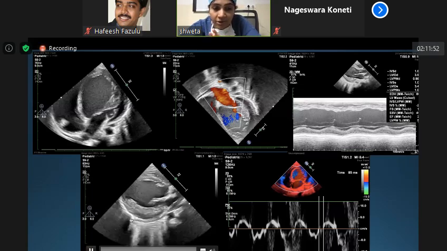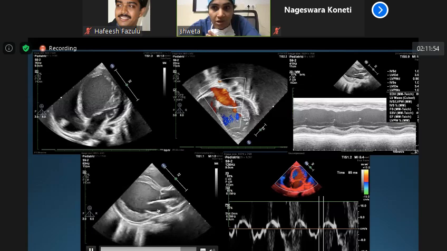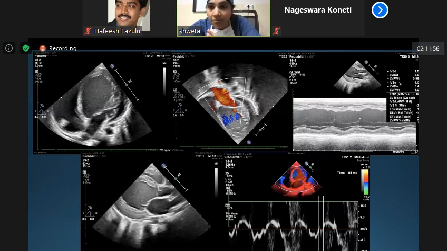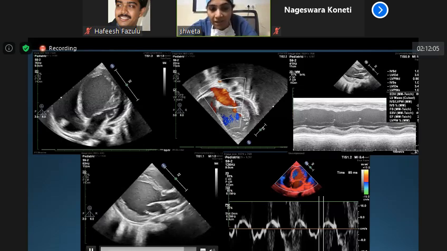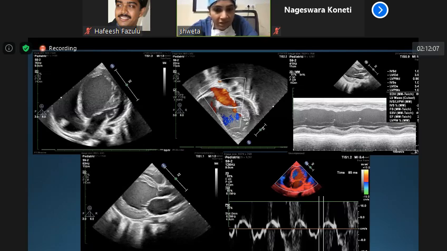You can also see the posterior wall here. The posterior wall, if you see, is almost 1 centimeter in a 2-year-old. There is significant hypertrophy. So there is a hypertrophy, there is a ventricular dysfunction, and there is also dilatation.